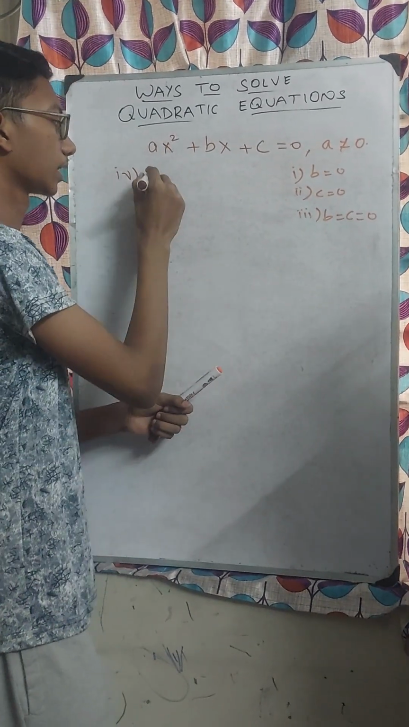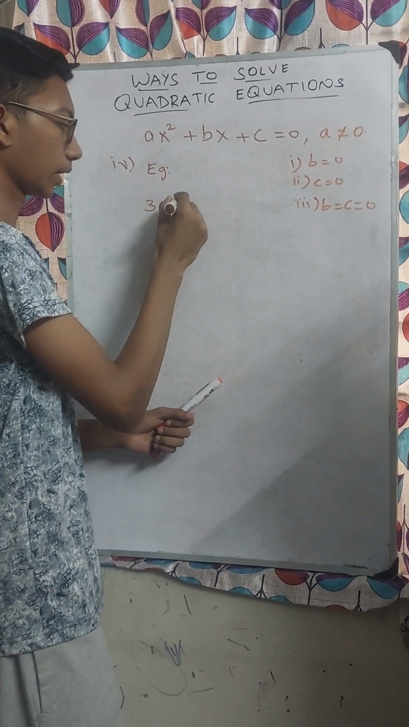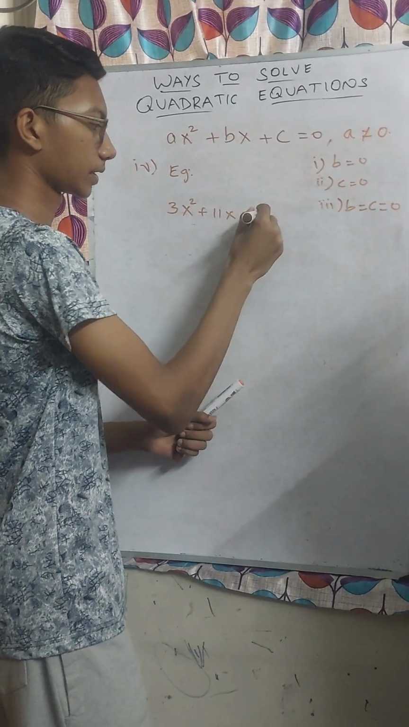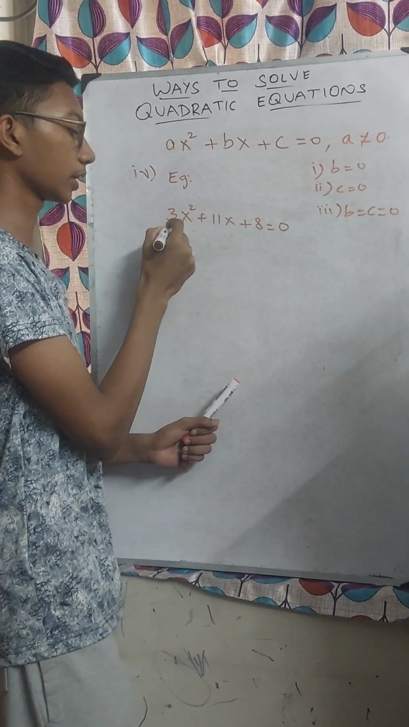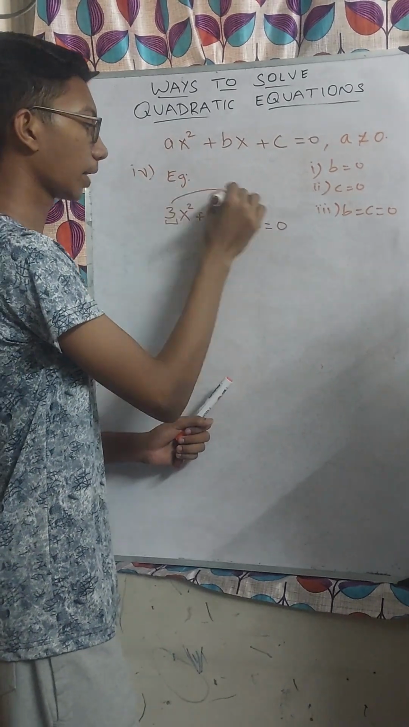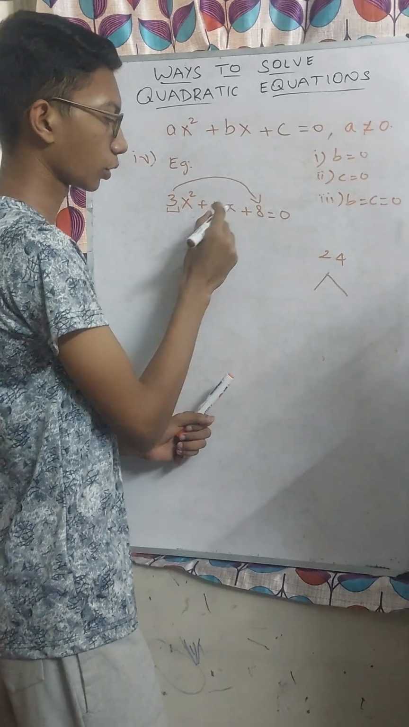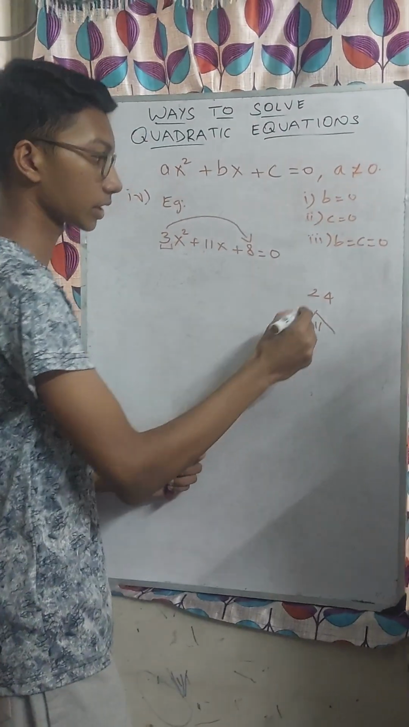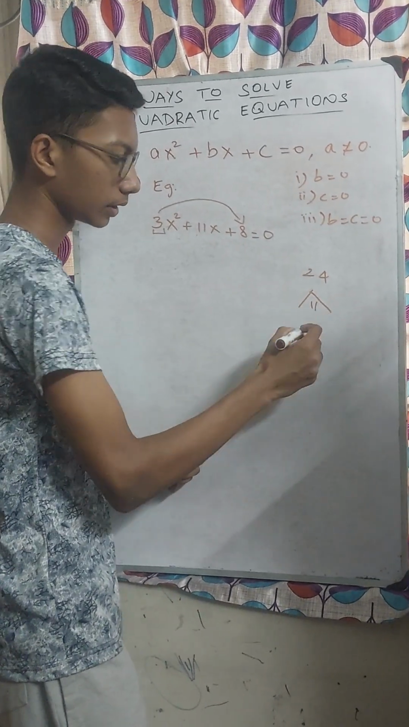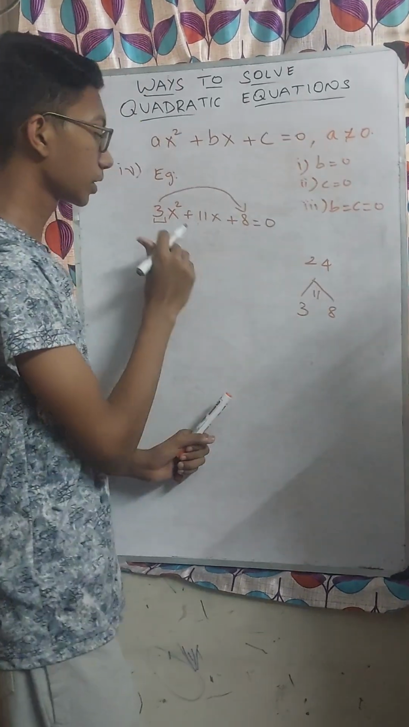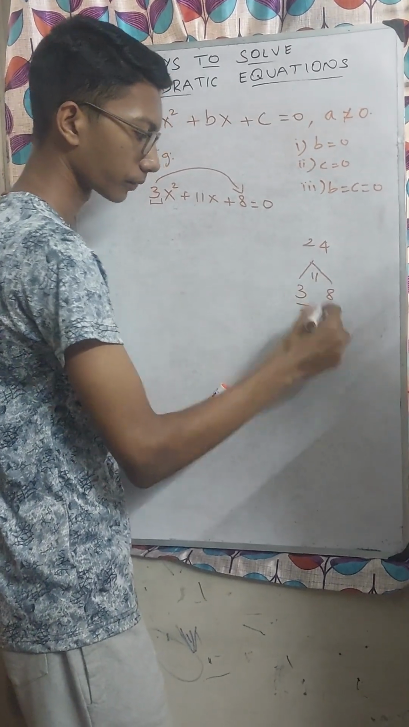Let's say another example of factorization: 3x² + 11x + 8 = 0. Here, the coefficient of x² is not equal to 1. So what we need to do is multiply this with this. We get 24, and the coefficient of x is 11. So we need two numbers that multiply to get 24 and add up to 11. The numbers are 3 and 8. Since we multiplied this number with 3, we need to divide this number by 3 at the end.